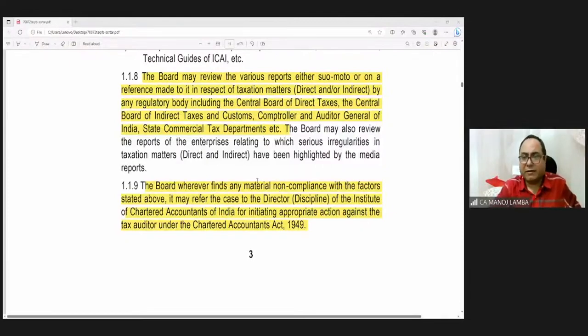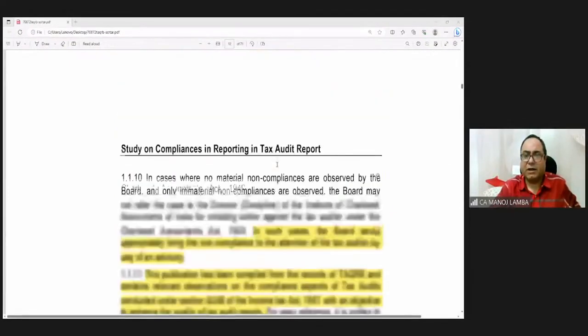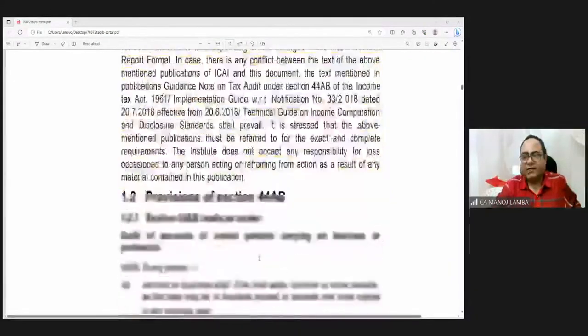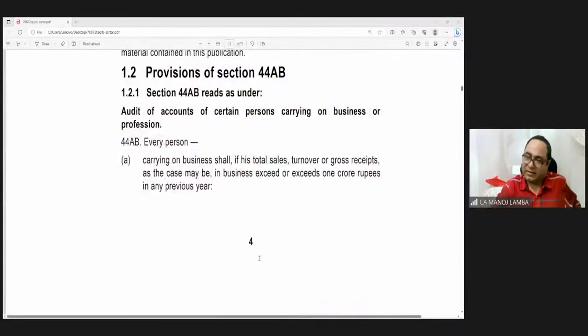So this is the basic objective of this Taxation Audit Quality Review Board. And if there is a minor mistake, the board appropriately brings the non-compliance to the attention of the tax auditor only by way of issuing an advisory. And if there is some major non-compliance, some major default, then it can refer the matter to the Disciplinary Board of the ICAI for disciplinary action.